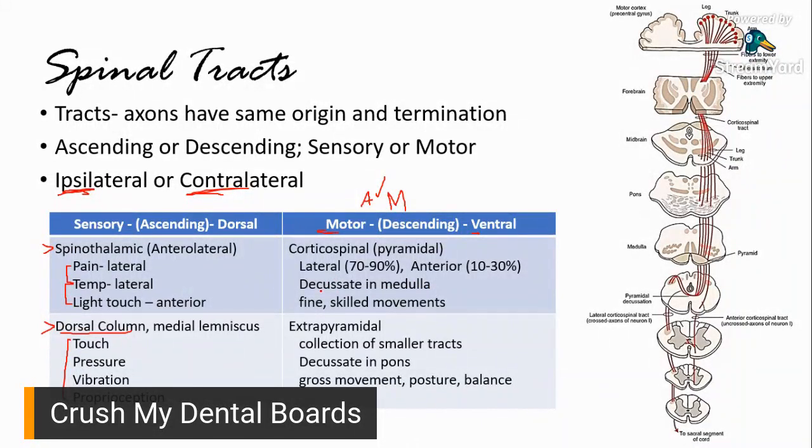Ano ibig sabihin ng decussate? It's just crossing over. Yun lang yun. Pinahirap pa, di ba? But yeah, that's the, I guess, fancier way of saying it. It decussates in the medulla. It crosses over in the medulla region. Medulla here would be your medulla oblongata.